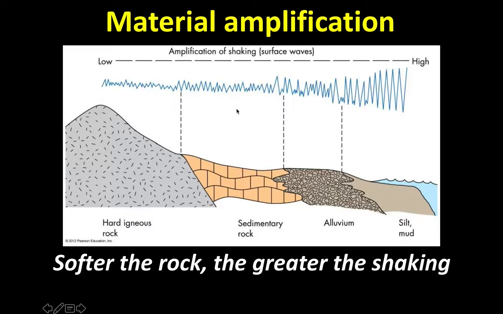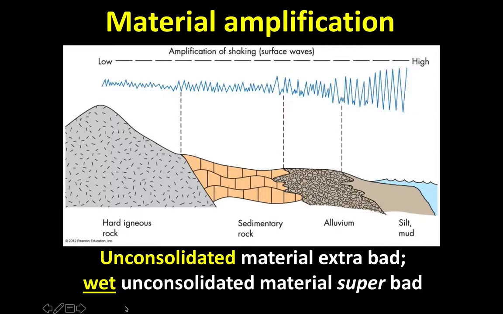Alluvium is a fancy way for just saying gravel and sand, unconsolidated material. So this is a sedimentary rock. This is just sediment. It's going to really slow down. Finer grain sediment, and especially wet finer grain sediment, it's going to really slow down. You get crazy amplification. So wet unconsolidated is by far your worst. Unconsolidated in general is really bad. The best place to experience an earthquake is a nice hard igneous rock. It's going to just zip straight through that stuff with no amplification, really. This stuff here is really bad.